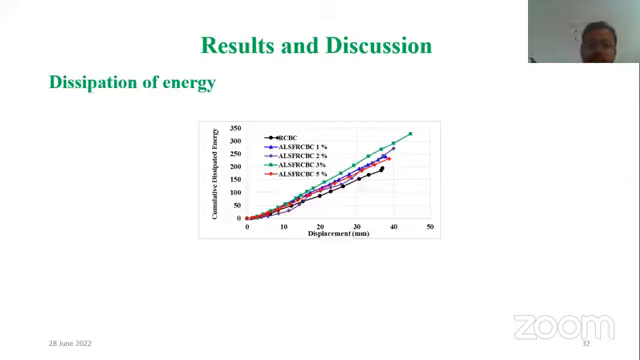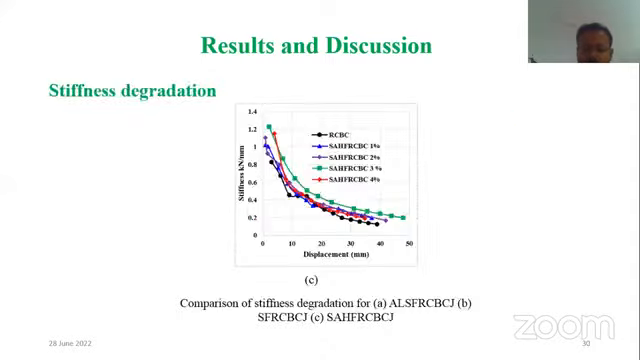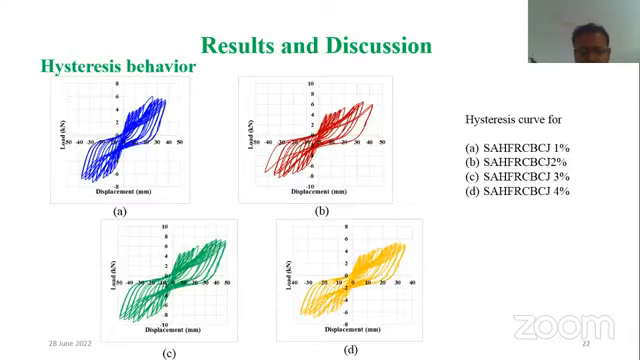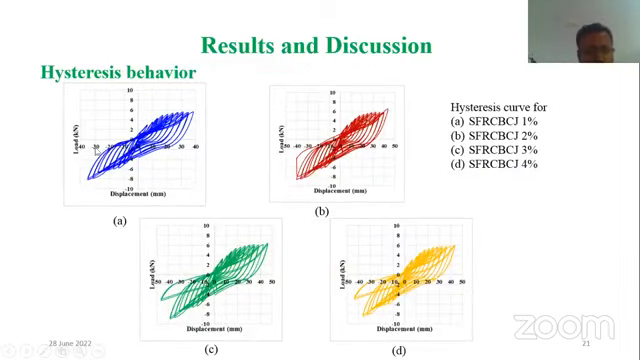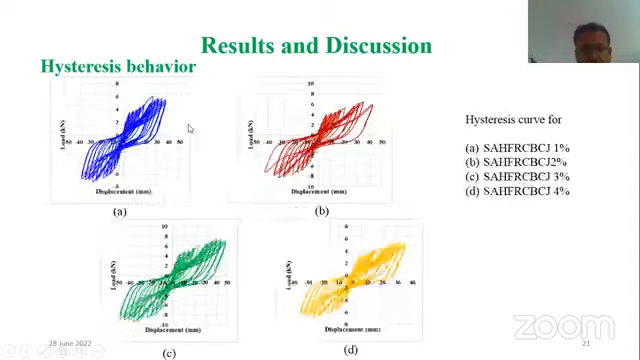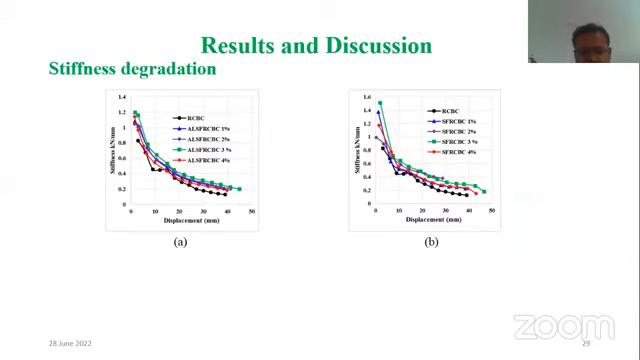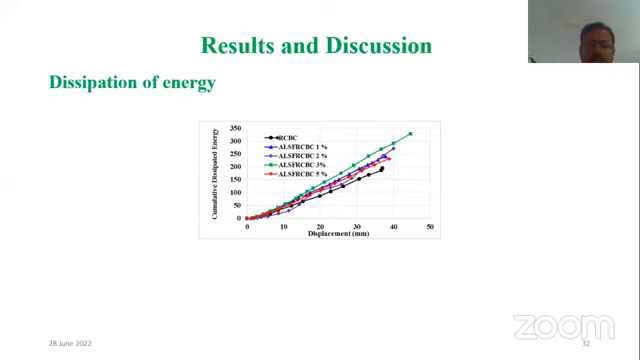Next, we will explain the performance of the specimens in terms of energy dissipation. This energy dissipation is calculated in Excel with the help of MATLAB, and we can see the area covered by the hysteretic loop shown in this figure. The area covered by the hysteretic loop shows the energy dissipation. The total energy dissipation has been plotted in this figure, and it varies with different percentages of fiber.